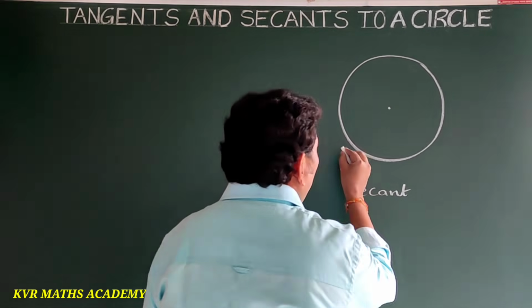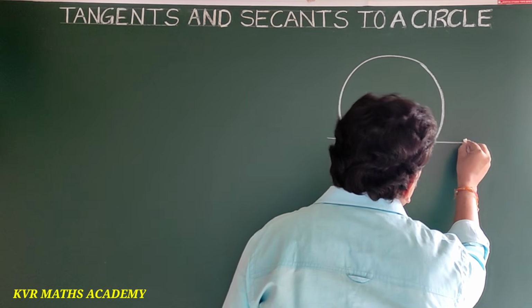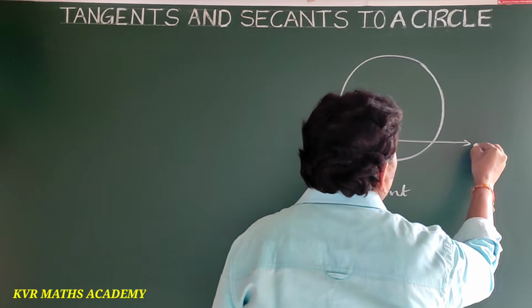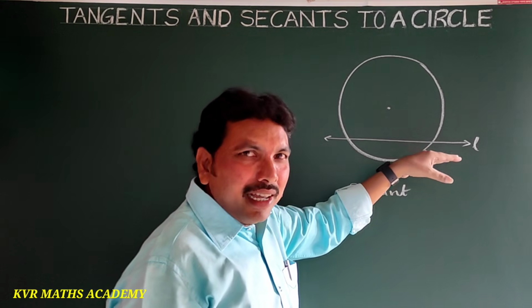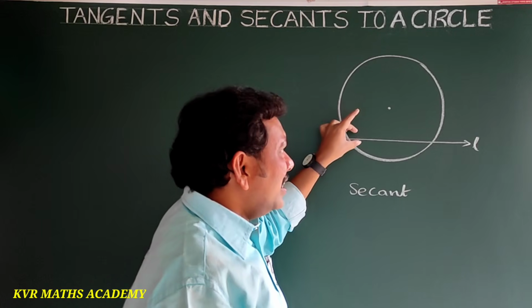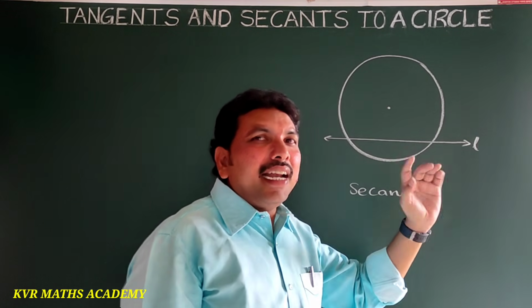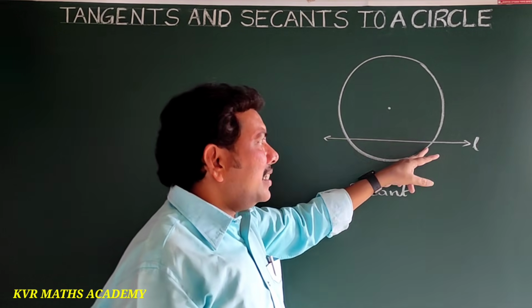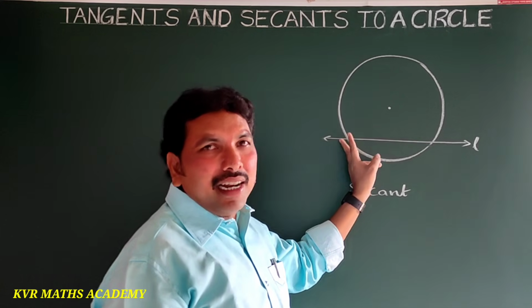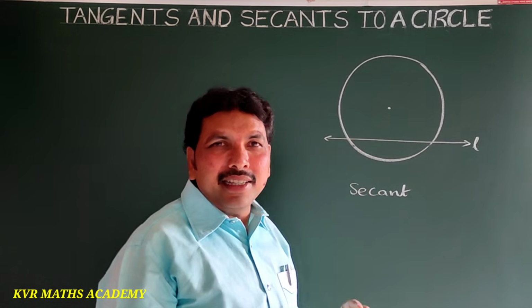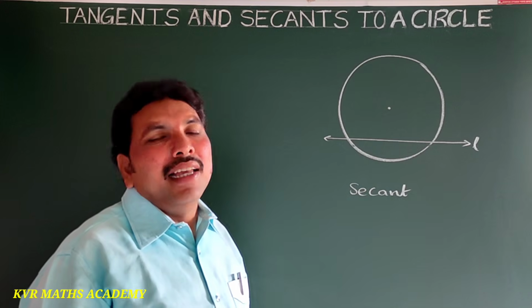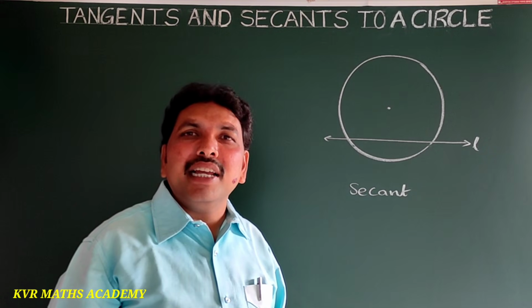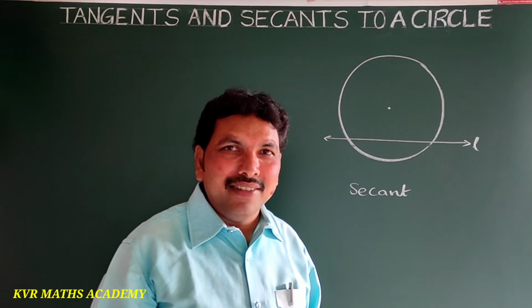Suppose, see, L is the line. L is the line which passes through the circle, or not? Yes, this passes through the circle. That's why this is called a secant of a circle. It touches at 2 points on the circle, isn't it? Yes. How many secants can we draw in a circle? Yes, an infinite number of secants we can draw in a circle.